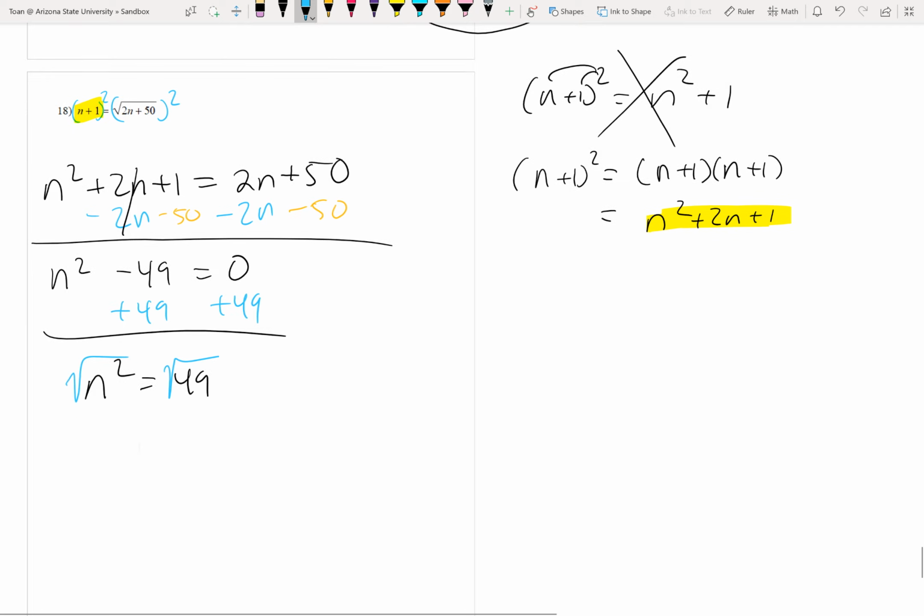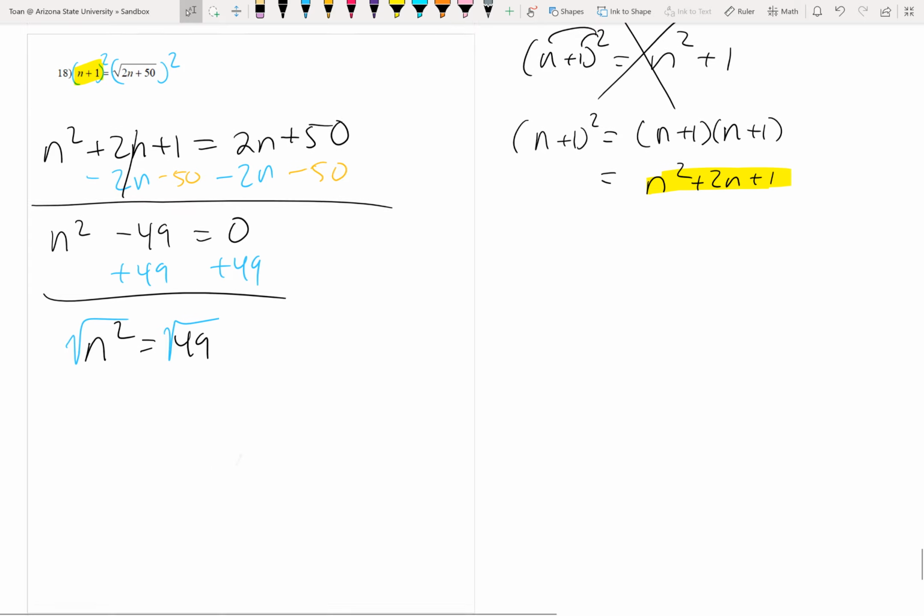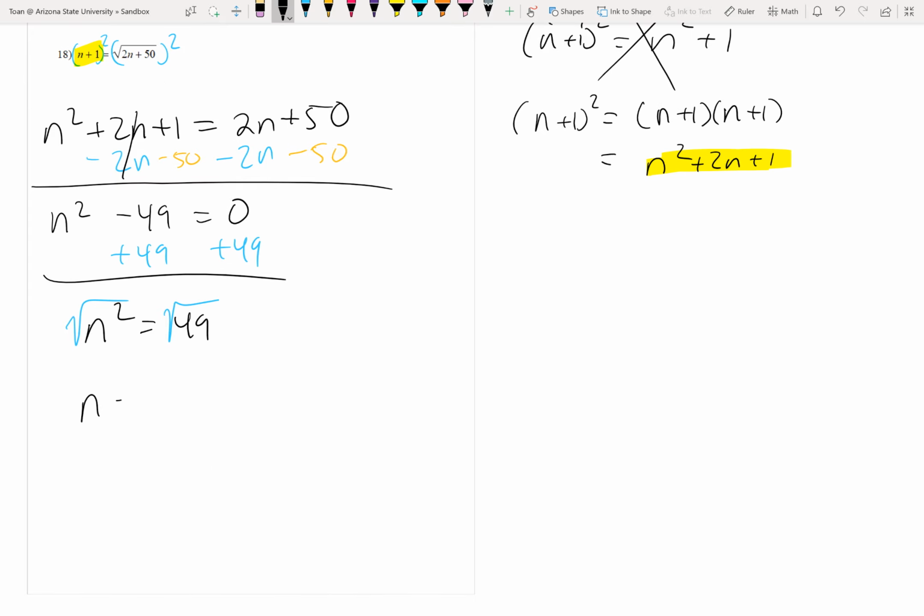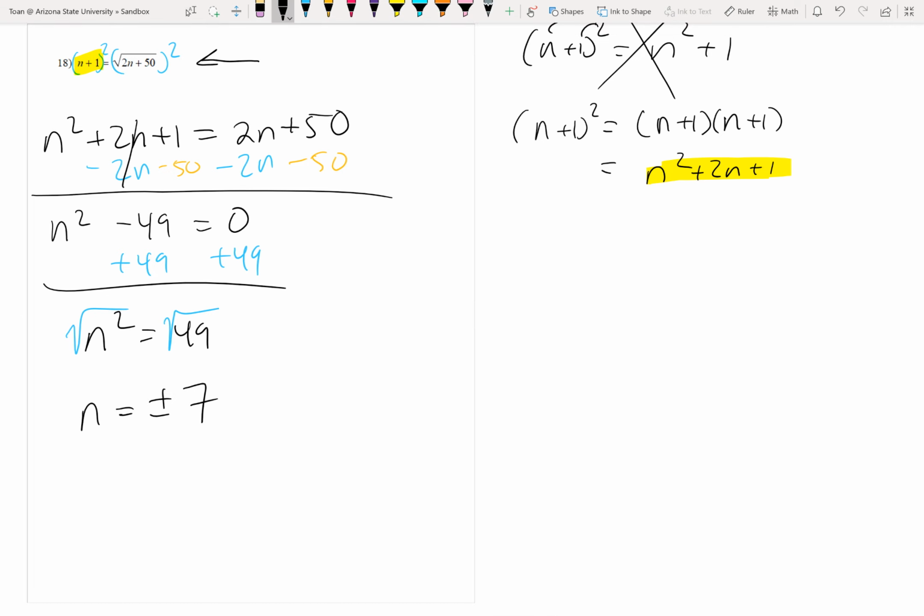Do note, however, that we are using a square root to solve. So whenever you use a square root to solve, your result will be plus or minus. Now, just like with absolute value equations, we have to check our answers if our original equation had variables on both sides, which, if you look at the original equation, before we squared it, it had variables on both sides. So we need to check. So let's check n equals 7, and we plug it into the original equation before we squared things.